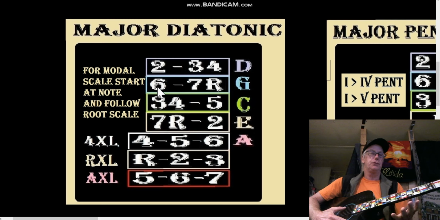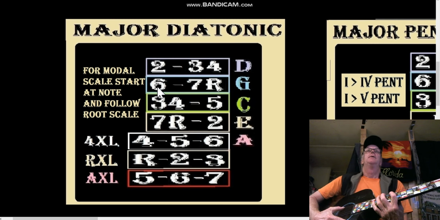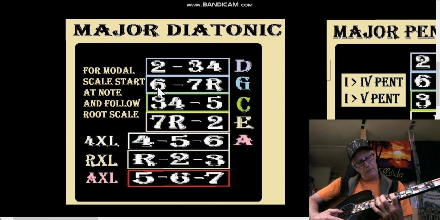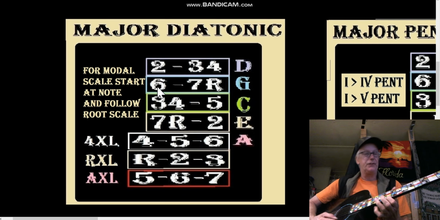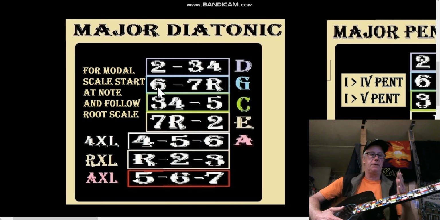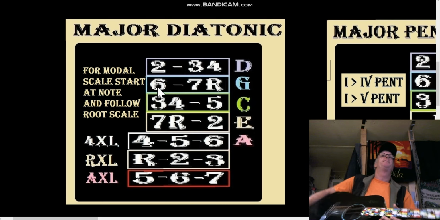Or you could just do a short pattern all the way there. 6, 7, root. Where are we? The G pattern. 6, 7, root, 2, 3, 4, 5, 6, 7, root, 2, 3, 4, 5, 6. That was the short pattern, but we had to go over a little bit.